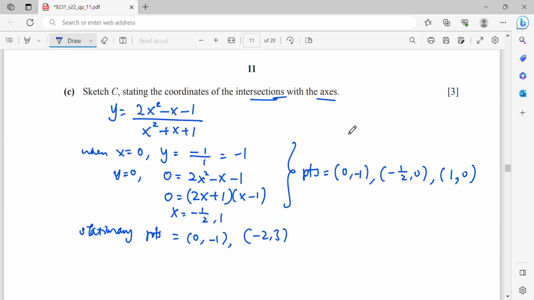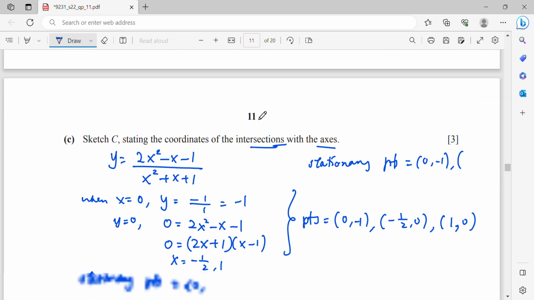Oops, I have written too much, no space for me to sketch, then I need to write it here. Stationary points: 0, minus 1, and then negative 2, 3.